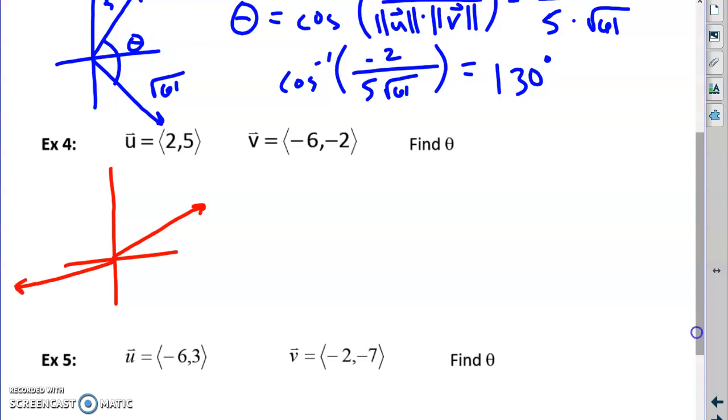I'm going to look for this vector angle right there. I'm going to guess it to be obtuse for sure, maybe somewhere close to 170, 180 degrees. Let's do it.